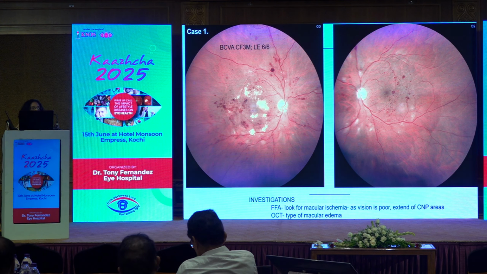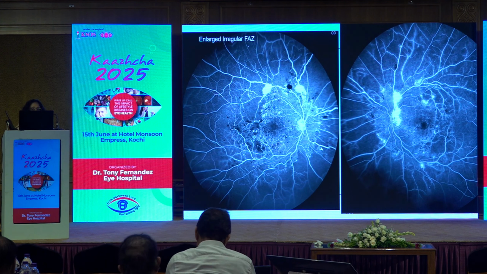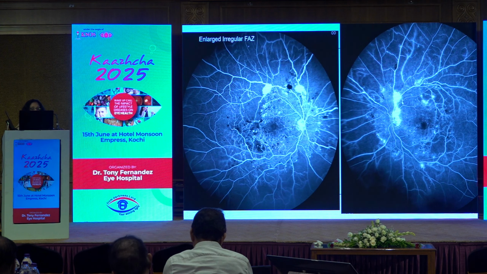In these cases where you can't really explain the cause of decrease in vision, we come to the role of investigations: an FFA to see the extent of ischemia and whether we can account for the counting fingers at 3 meters in the right eye, and OCT to look at the type of macular edema. In the FFA you can see that the FAZ is enlarged and irregular, and you can also see extensive capillary non-perfusion areas in the right eye. In the left eye, which was missed in the fundus photograph, you can see NVD and an extensive CNP area. Here you can see these capillary non-perfusion areas almost encroaching on the macula.